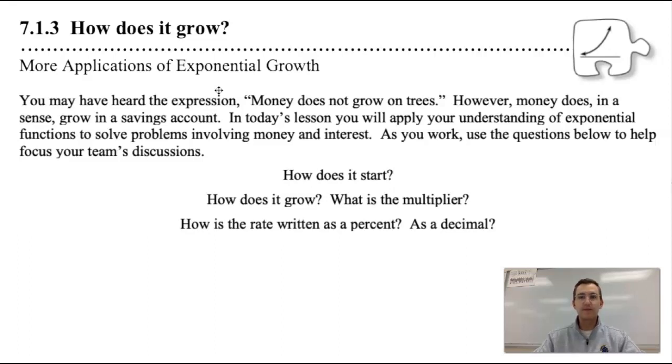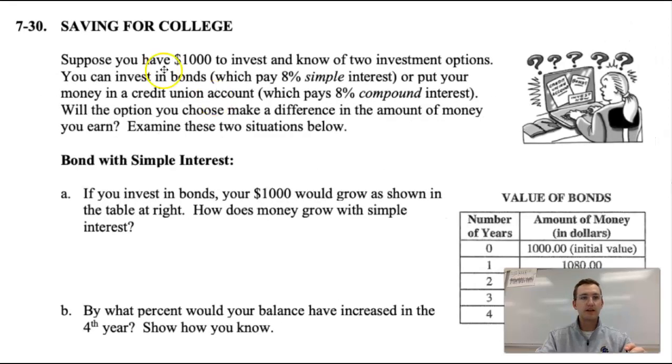As we work today, use the following questions to help our thinking. How does it start? How does it grow? What's the multiplier? How is the rate written as a percent and as a decimal? It's a lot of good stuff here as we get started. So let's turn the page, 713, and go right down to 730.